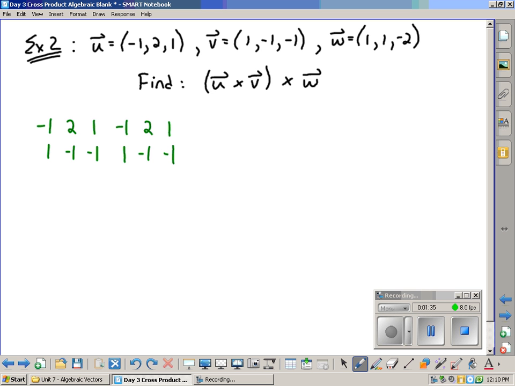So that's the setup. Then remember, we cross out the first and the last column. And then we're going to do the down products minus the up products. So I'll give you a second to do that.